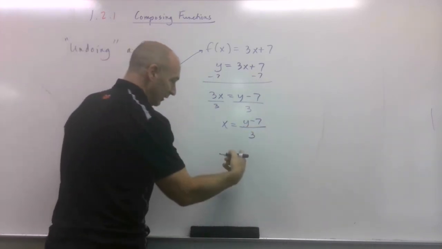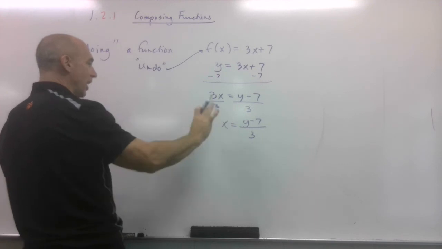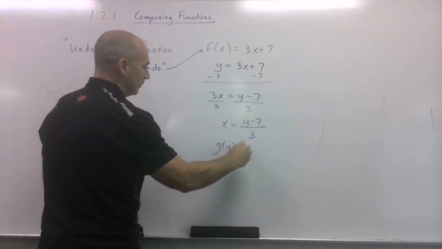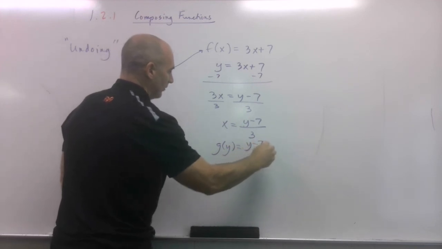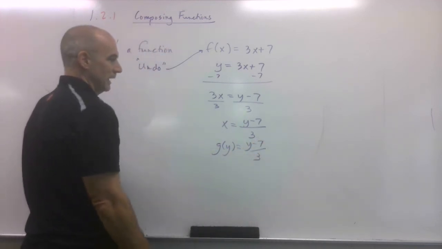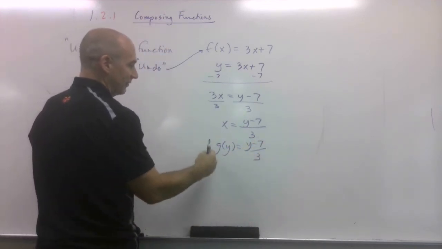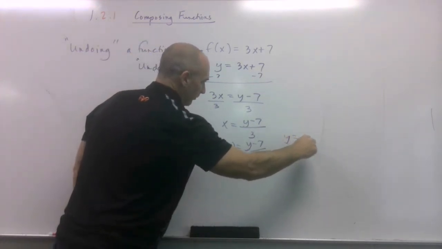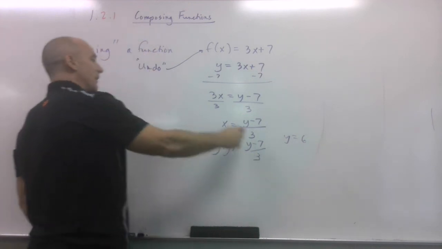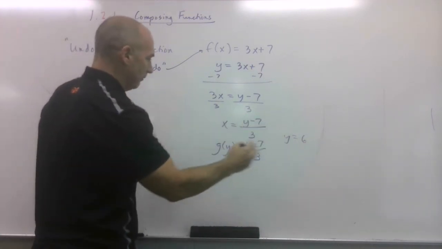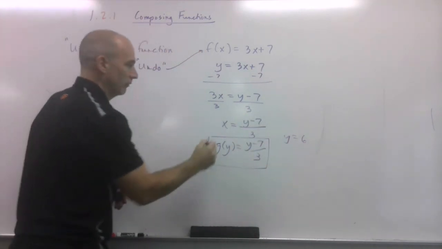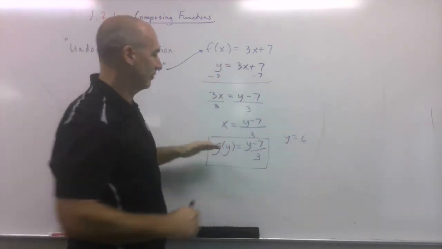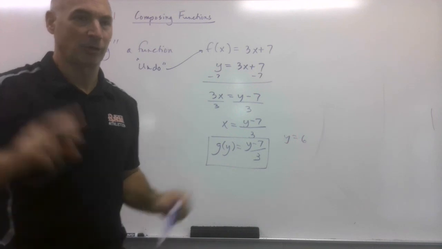So technically, now I've undone the problem. This is actually g of y equals y minus 7 over 3. And so now we have x in terms of y. So if we know what y is, some number like 6, we can plug it in here and then find x. But you're done when you get to here, okay? You're just switching it around, solving for x and giving it a new name because it's a new formula, a new equation.